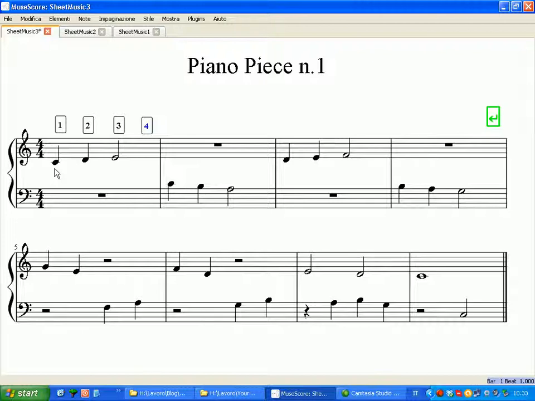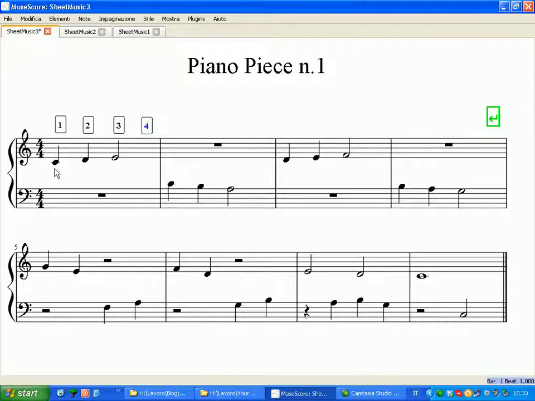Then we come to the second bar. Here we have a rest which lasts the whole bar, so we have a whole note rest. But in this case, we don't have enough information to decide where to write the different beats. So for the moment, we're going on.